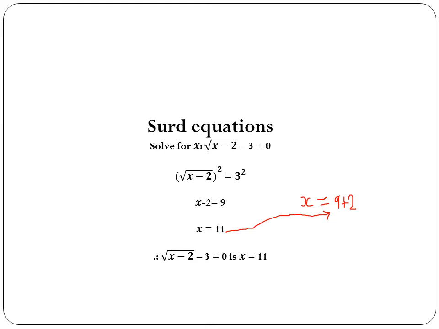If we square 3, we are going to have 9. And if we square the square root of x minus 2, we will be left with x minus 2. So we are going to have x minus 2 is equal to 9, and x is equal to 11. So learners, after solving, you just have to write your answer in this form. Therefore, the solution of square root of x minus 2 minus 3 equals 0 is x equals 11.